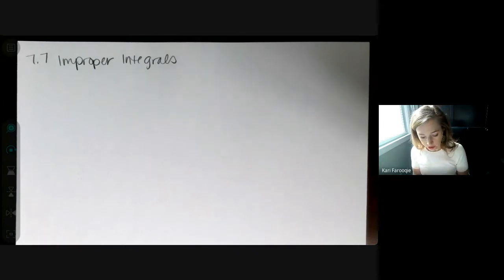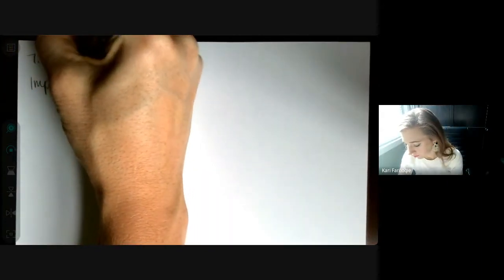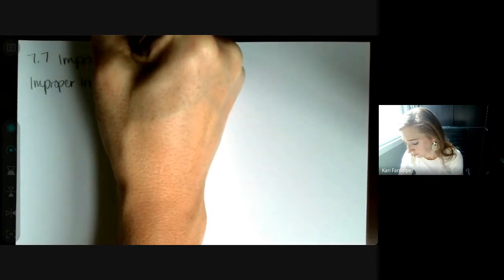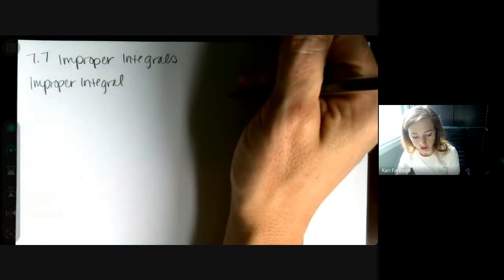So let me give you a definition here, and we'll talk about different types of improper integrals and what they mean. And this is really sort of gearing us up for what we're going to be doing in chapter 8, talking about convergence and divergence. It's just a little bit different here because we're going to be focusing on integrals and combining that with what we know about limits. So an improper integral has one or both of the limits of integration infinite.